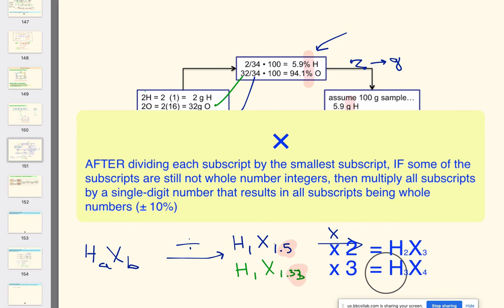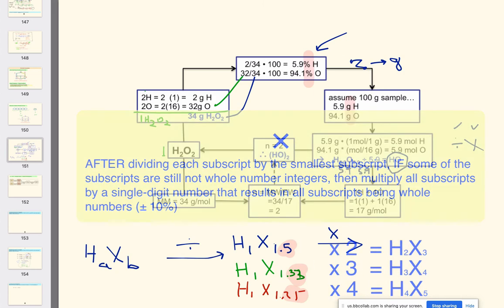Okay, let's do one more, and then I'll give you an easier way if you're not following this. So let's say the next one is H1X1.25. Okay, 1.25. So what do I have? I have what looks like about a 0.25. That would remind me of about a quarter. So how many quarters do I need to make a dollar? 4. So this is going to go to H4X5. And that's how you do it.